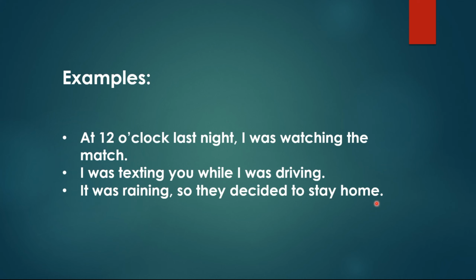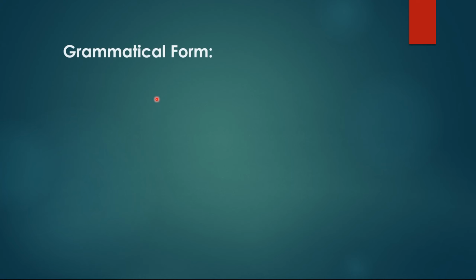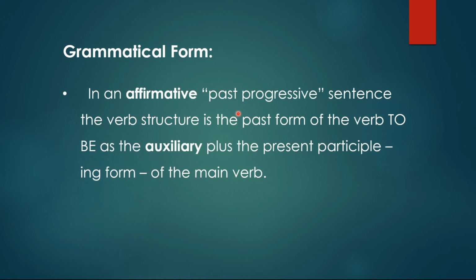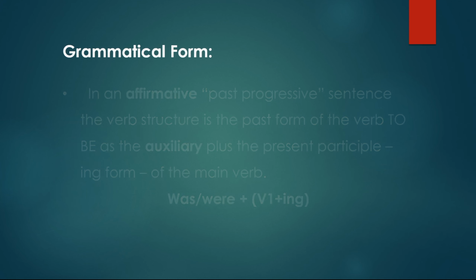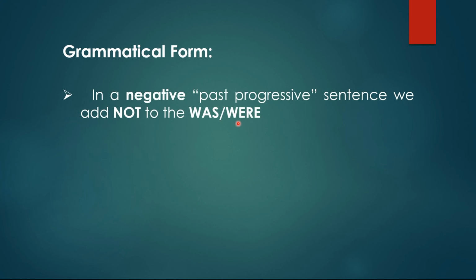Well, grammatical form. In an affirmative past progressive sentence, the verb structure is the past form of the verb to be as the auxiliary plus the present participle or ing form of the main verb. And in a negative past progressive sentence, we add not to the was or were.